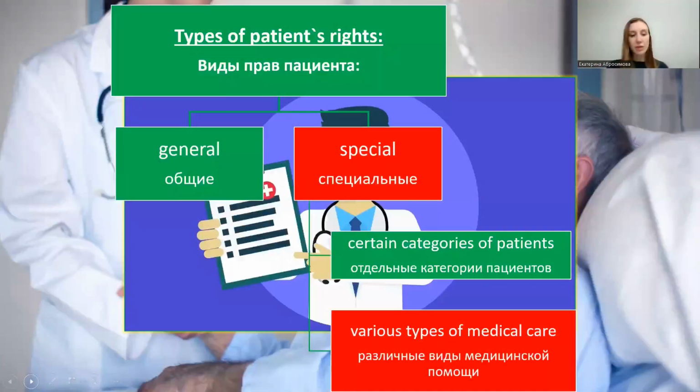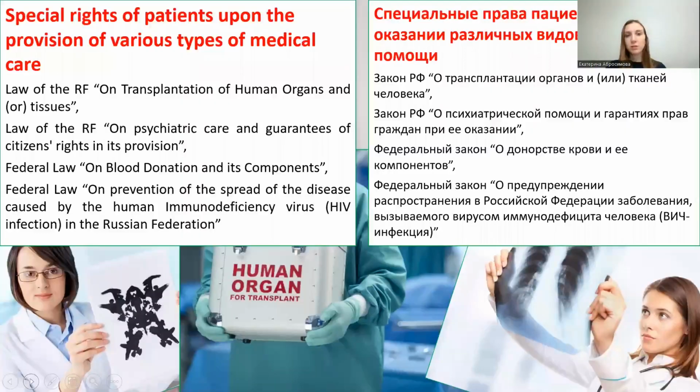The next group of rights of the patients, which we should mention, is the rights of patients upon the provision of various types of medical care. As we mentioned before, the rights of the patients in specific areas of medicine have significant differences. And these differences are established in legal acts regulating the procedure of providing of a particular type of medical care.